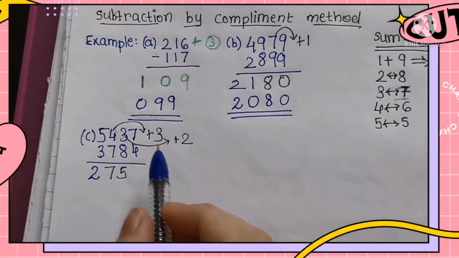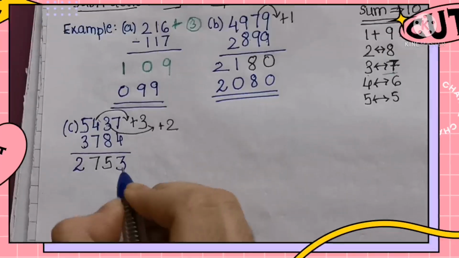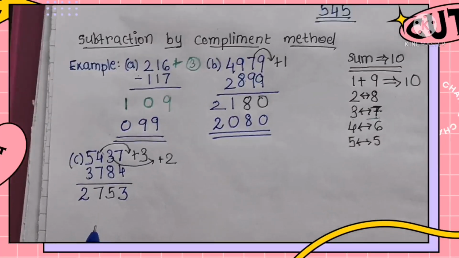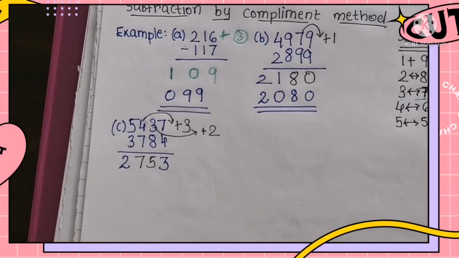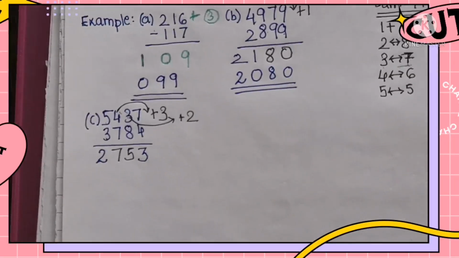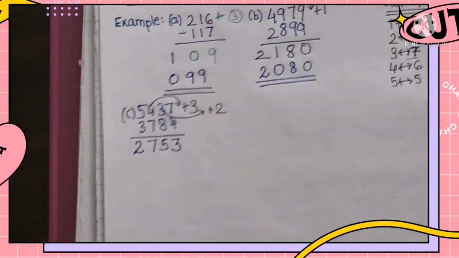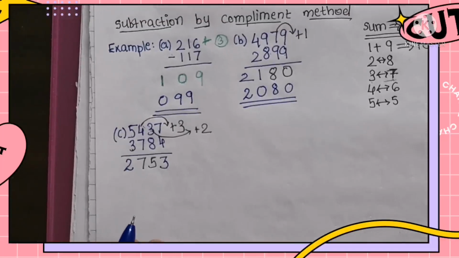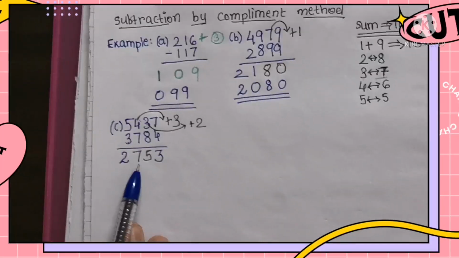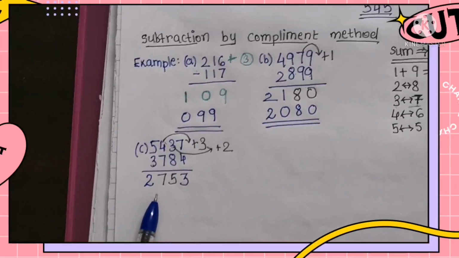Moving to tens place. 7 minus 4 is 3. So as we saw in example 2, this is not a final answer. There is one more step. Whenever we use the complement method, according to the rule, we have to reduce the nearby number or the adjacent number.